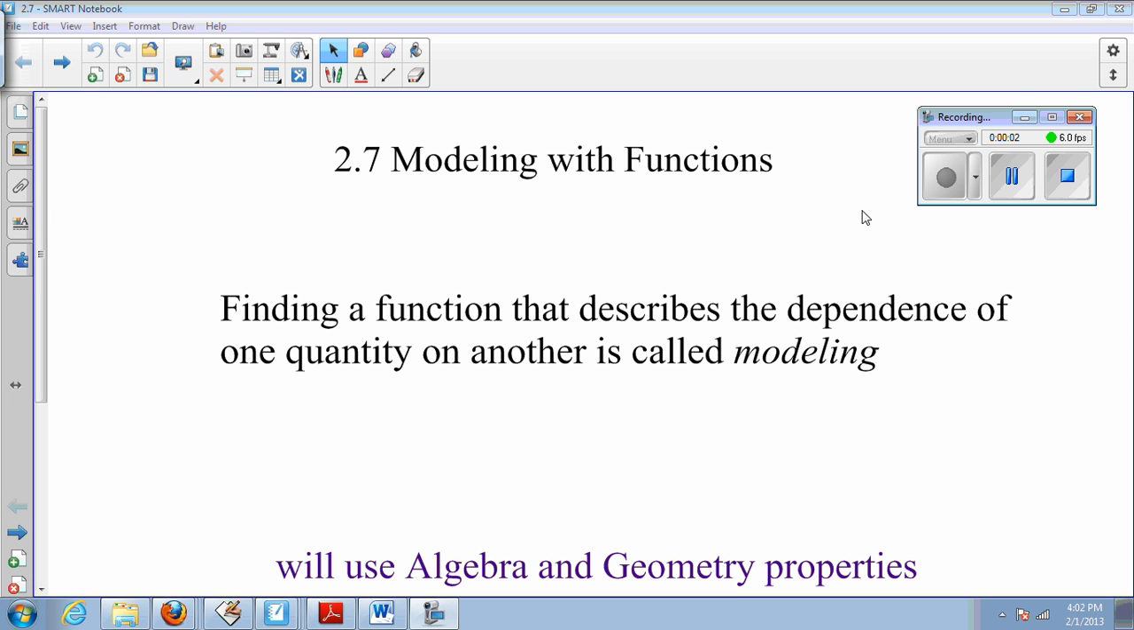2.7, modeling with functions. We're going to find a function that describes the dependence of one quantity on another, and that's called modeling. And we'll be using algebra and geometry properties.